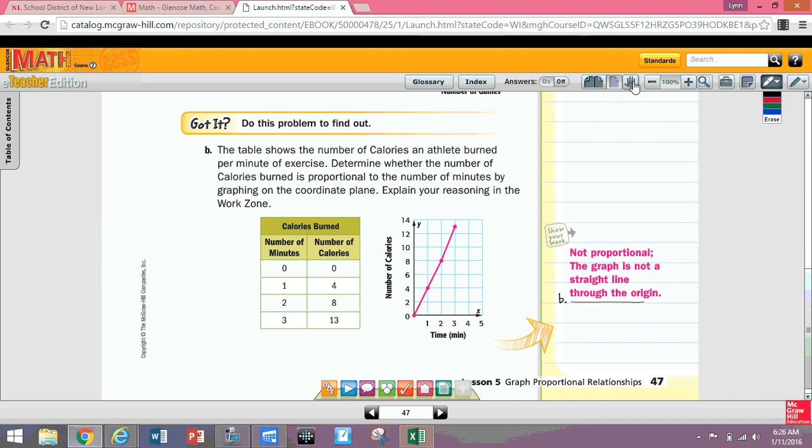Okay? And hopefully you got that. You can't say, well, because where this line would have to go, this last dot would have to be like right around here in order for it to be proportional, and it's not. Okay? All right.